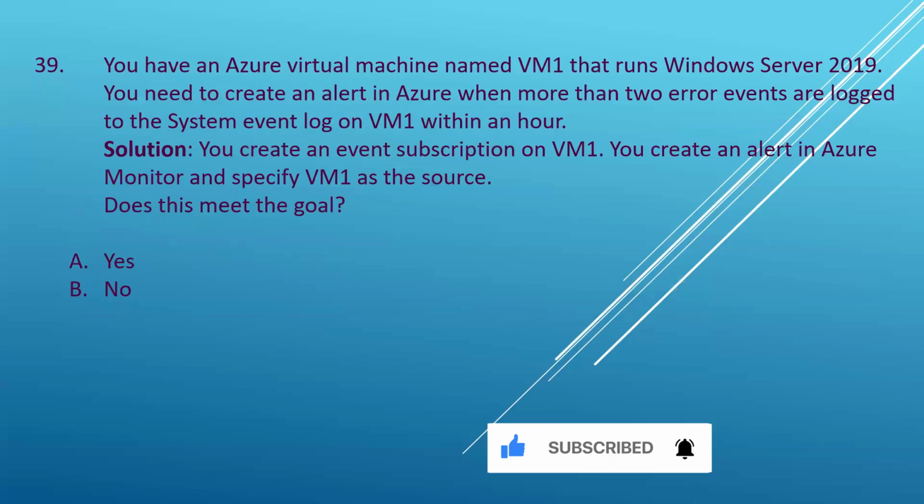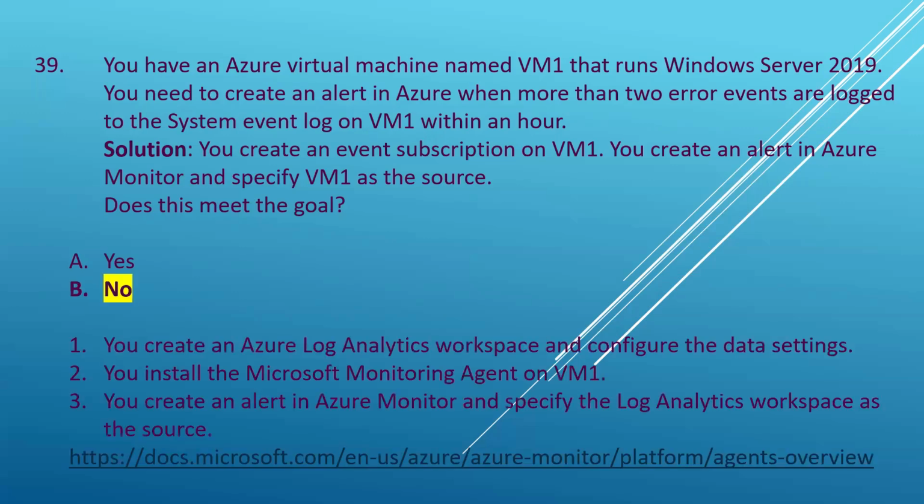You have an Azure virtual machine named VM1 that runs Windows Server 2019. You need to create an alert in Azure when more than 2 error events are logged to the system event log on VM1 within an hour. The solution, you create an event subscription on VM1, you create an alert in Azure Monitor and specify VM1 as the source. Does this meet the goal? You need to choose between yes and no. So it doesn't meet the goal.